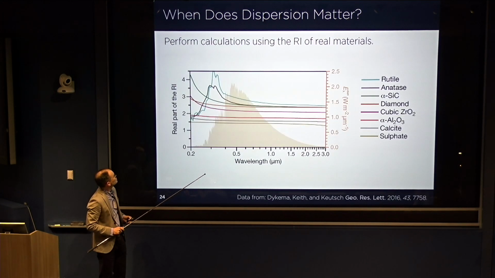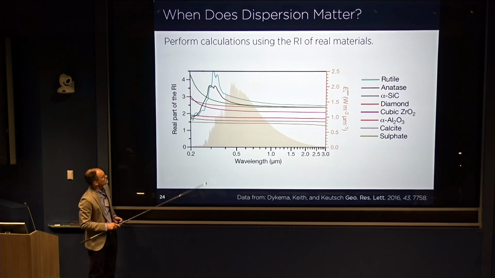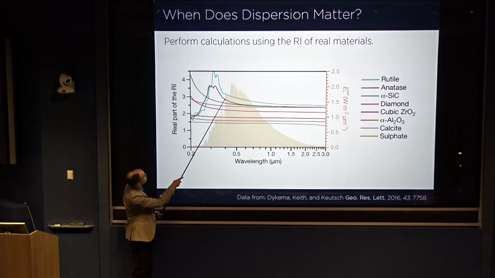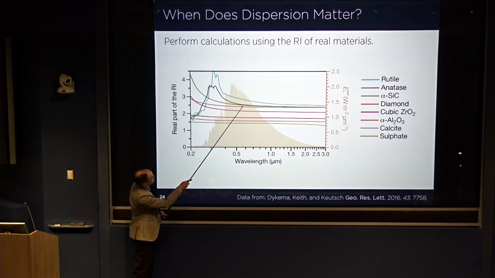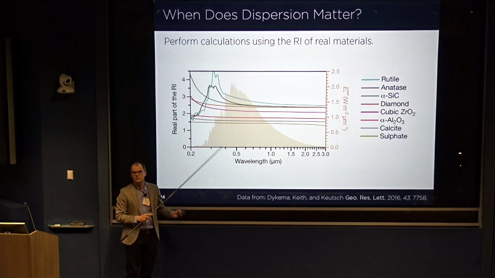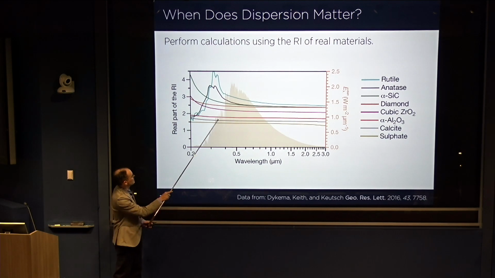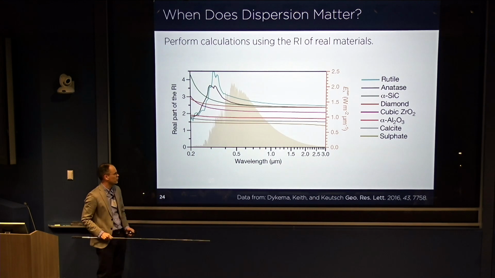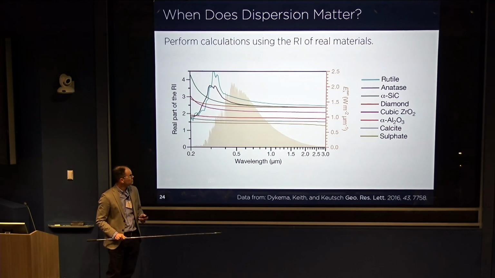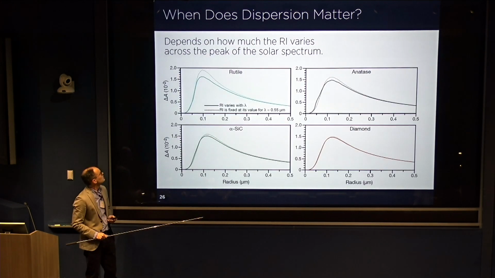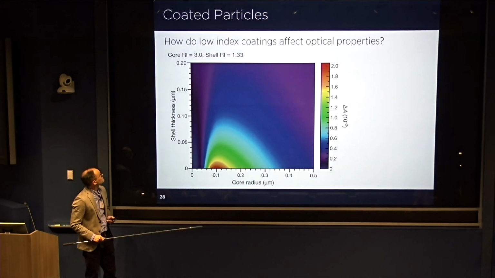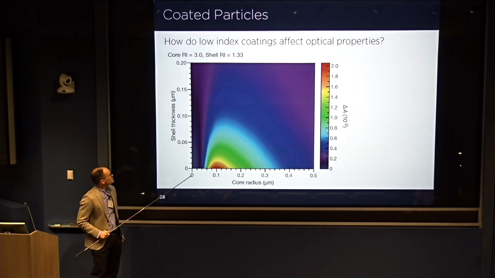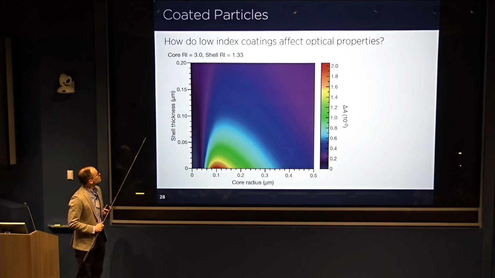And if we go back to the real part of the RI, we can see why that's the case. For rutile and anatase, when we go across the peak here, the real part of the RI is decreasing, changing quite a bit. So that's why dispersion does matter in those cases, whereas these other ones are much more flat. So you can just pick the RI at 550 nanometers and you're good in that case. Okay, so that's dispersion. Core shell particles.